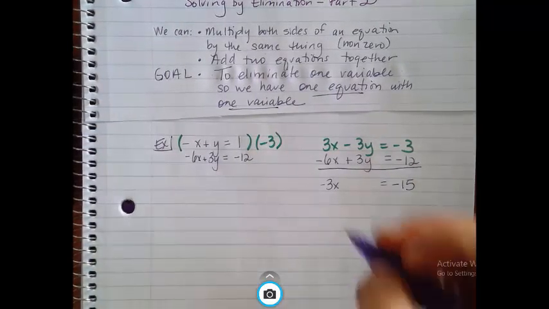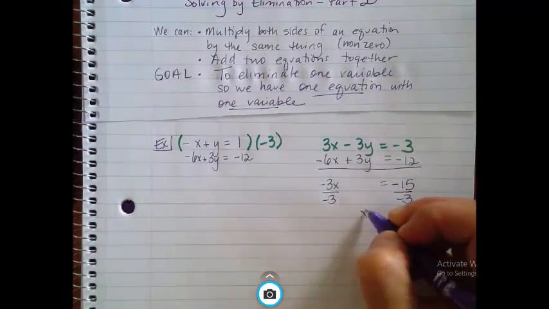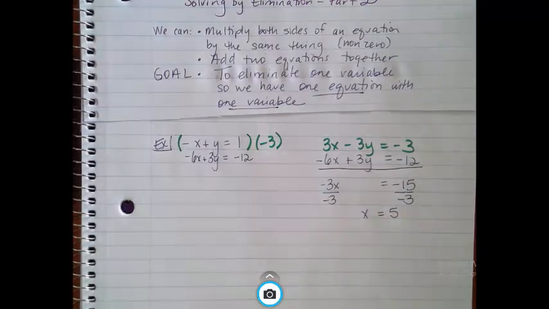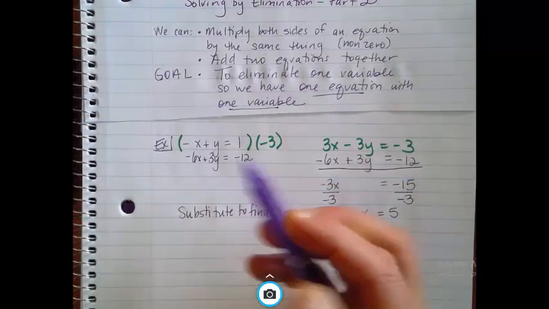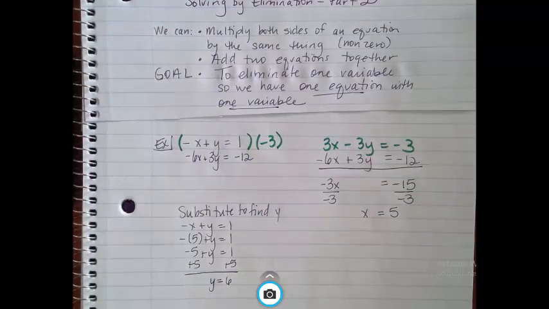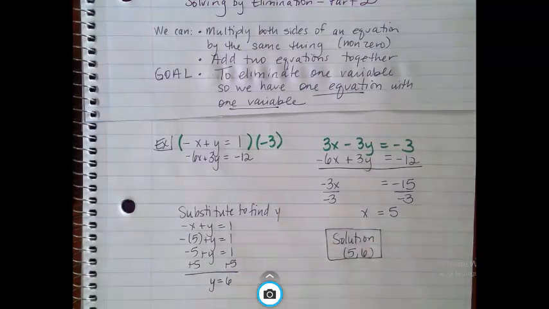I'm going to divide both sides by -3. So I've got x equals 5. I'm going to substitute to find the y value. I could choose either equation for this. I'll go ahead and choose the top one. So my solution is 5, 6. Now, if you had gone the other way and solved for the y first, it would have come out exactly the same. Okay, let's do another example to help this sink in.